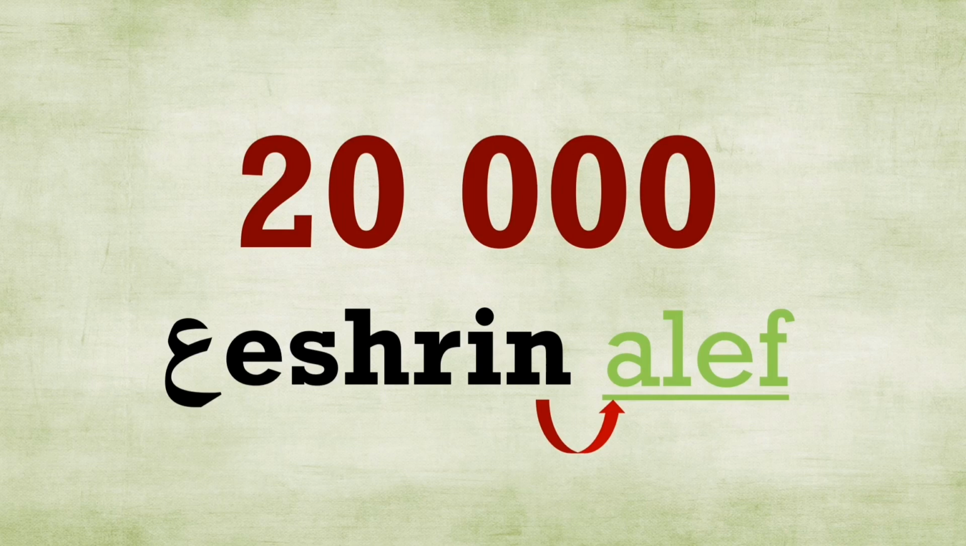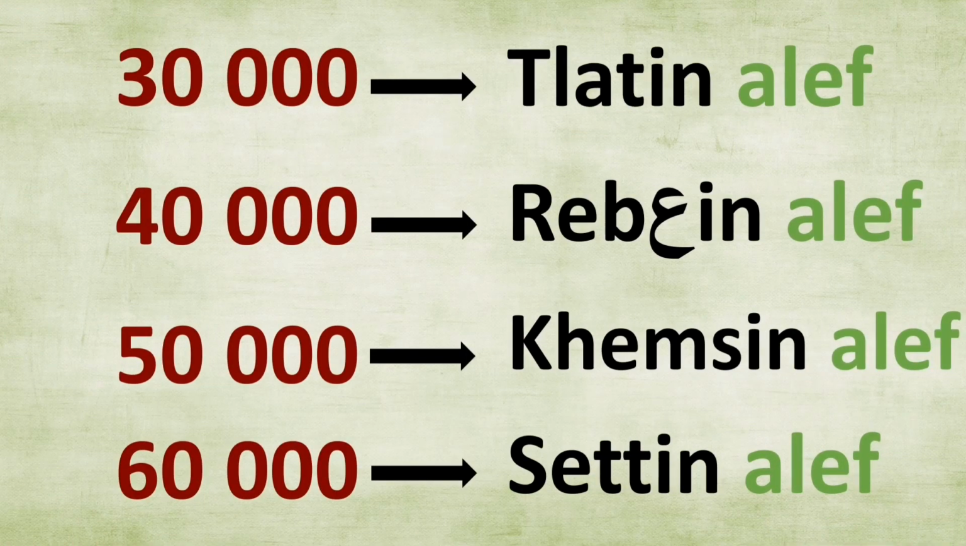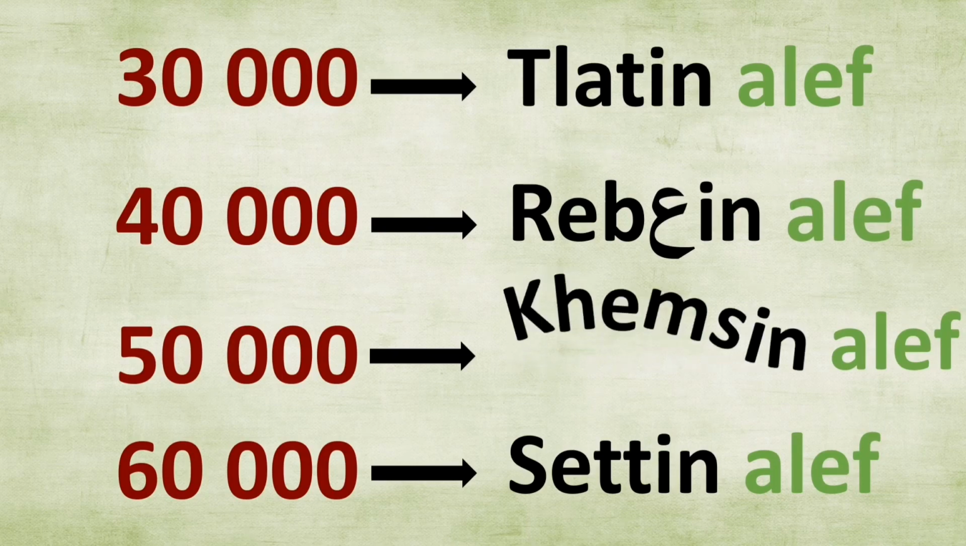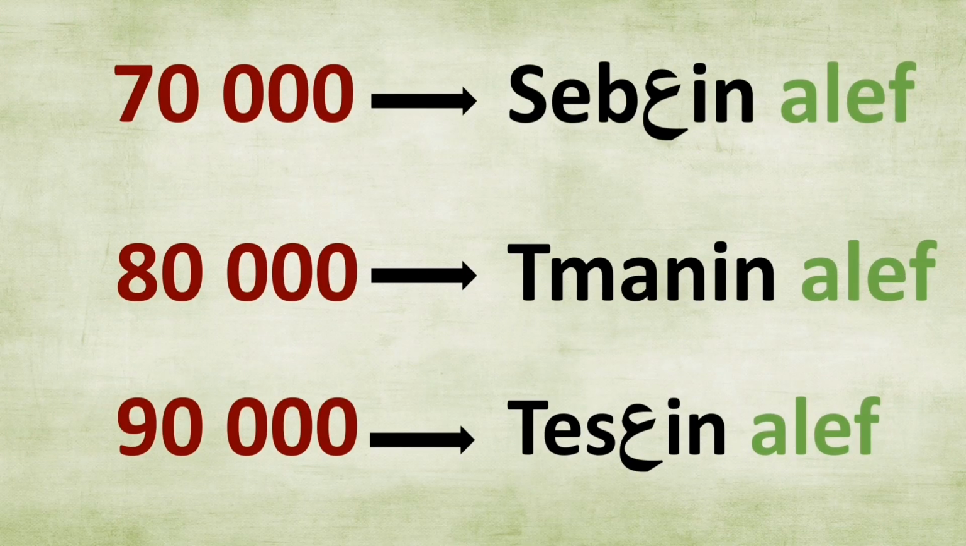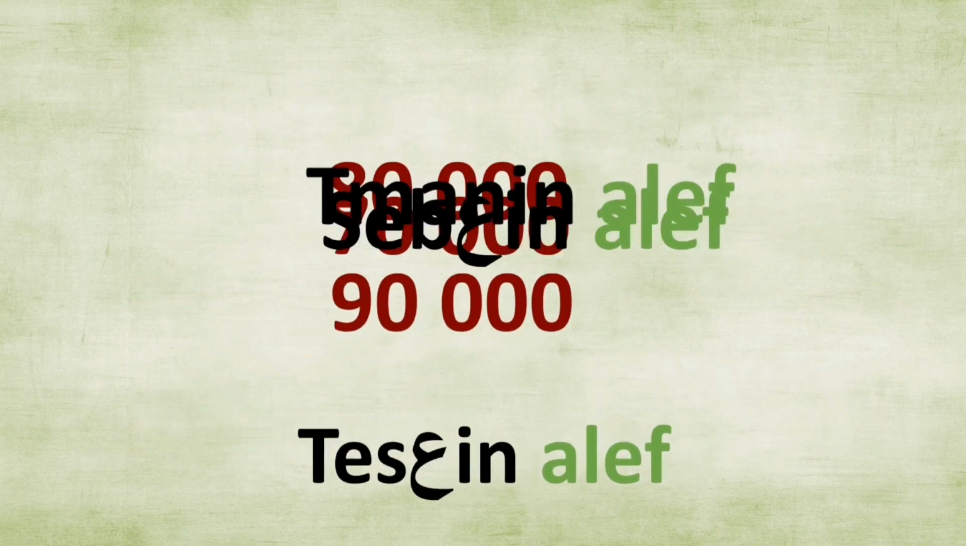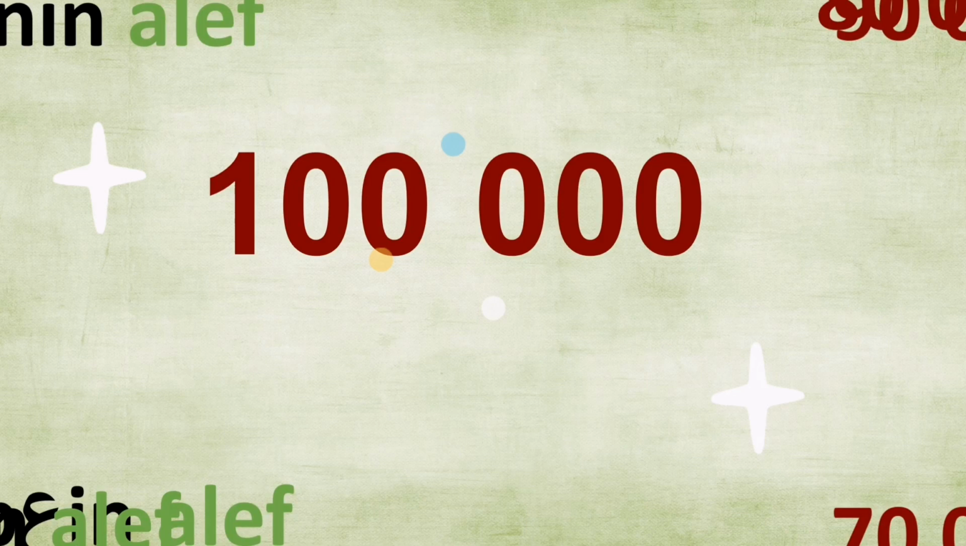And the same thing applies to all the other numbers such as 30,000, 40,000, 50,000, 60,000, 70,000, 80,000, 90,000, and then we have the bigger number 100,000. Can you guess how to say it?